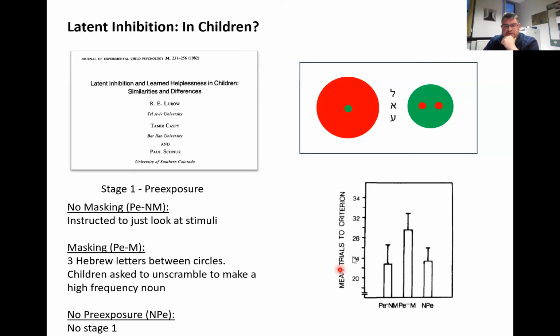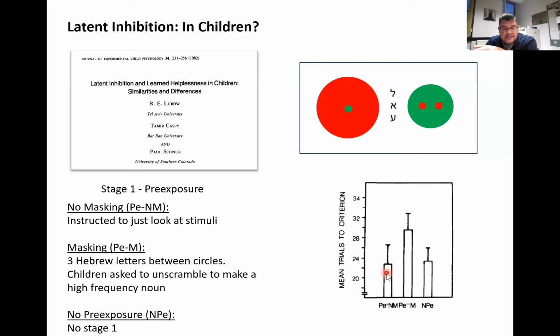And here are the data. On the y-axis, we've got these mean trials to criterion. The bar on the far right shows the children for whom the stimuli were novel during stage 2, the actual interesting learning stage, and we can see that their trials to criterion were relatively low. In children who had been pre-exposed to these stimuli with a concurrent masking task, we can see that learning was slower. There were more trials to criterion.